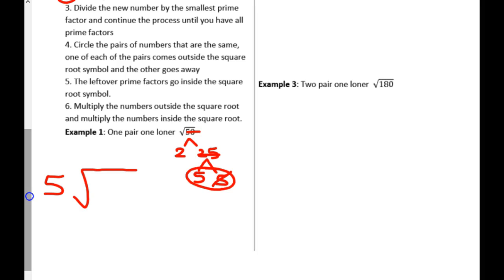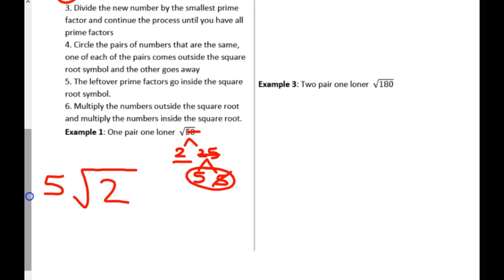Now, here's the deal. Once all the couples leave, even though they don't make it through, what's left over are what we call the loners. Do I have any loners left over? 2. 2 are still inside the radical party alone. So, what did I do? I made a factor tree. I found my couples. Couples go out. Loners stay in.